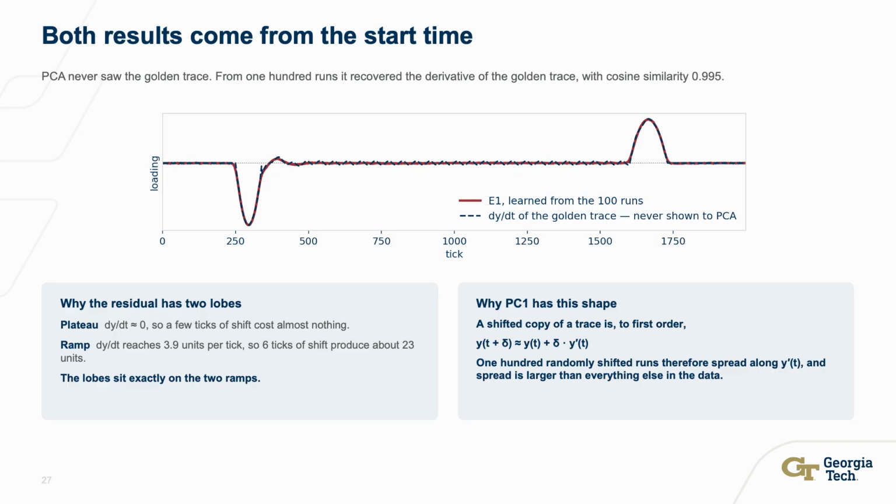Now PCA. There is a first order approximation you have all seen. y of t plus delta is approximately y of t plus delta times y prime of t. Read that as a statement about the data set. 100 runs with random shifts spread out along the direction y prime of t. The amount of spread is proportional to the size of the shift. Since the shifts are the largest source of variation in the data, that direction becomes the first principal component. So one cause, two symptoms. Both detectors are measuring the clock.